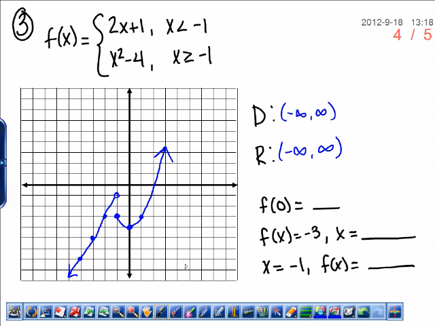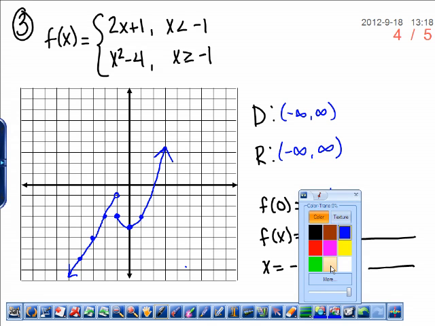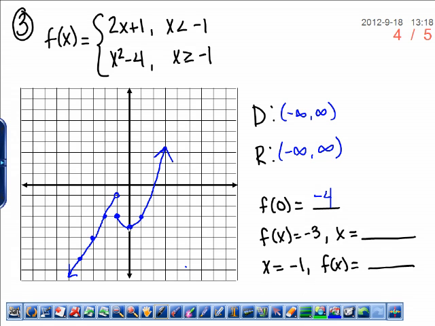Okay, what is f of 0? Negative 4. When f of x equals negative 3, what does x equal? Yeah, all of these guys. Negative 2, negative 1, and 1. When x is equal to negative 1, what is f of x? Negative 3. Okay? All right, one more.